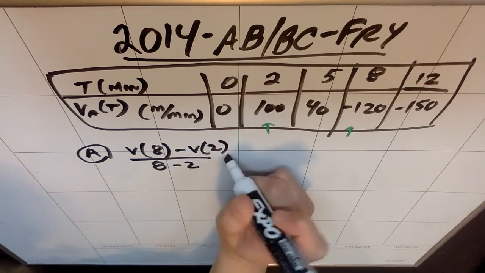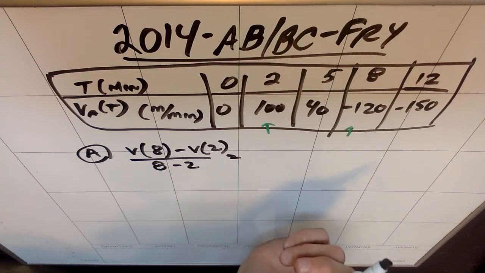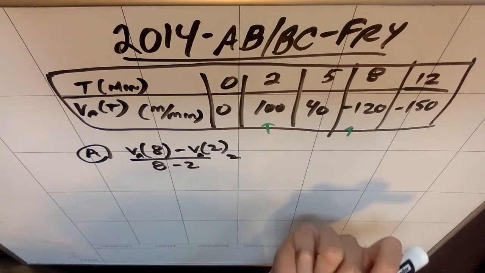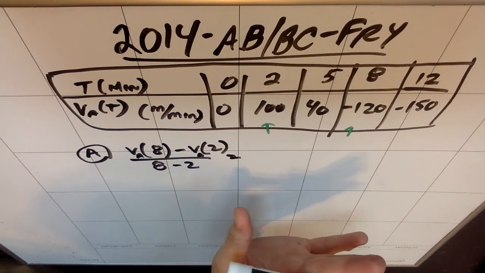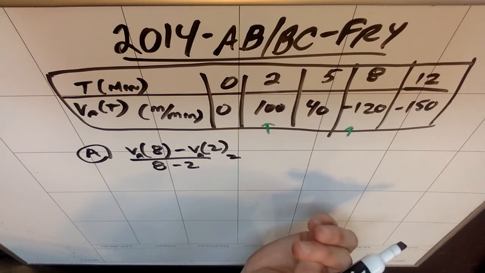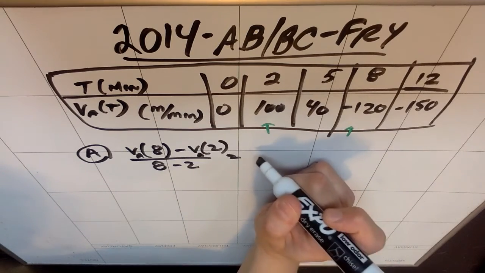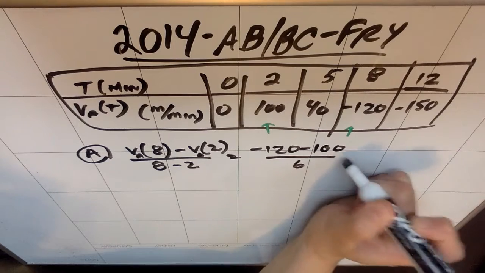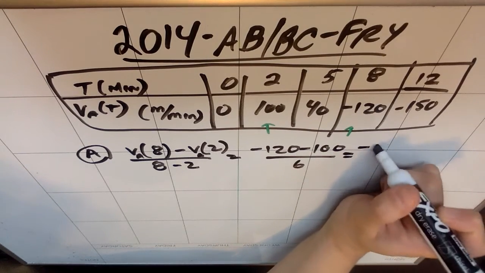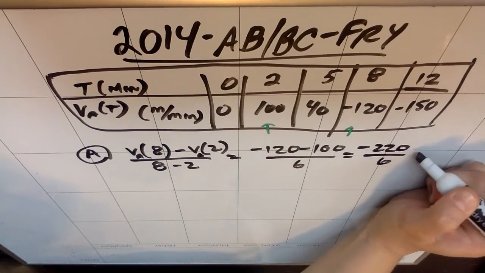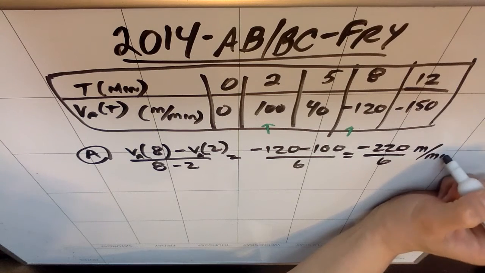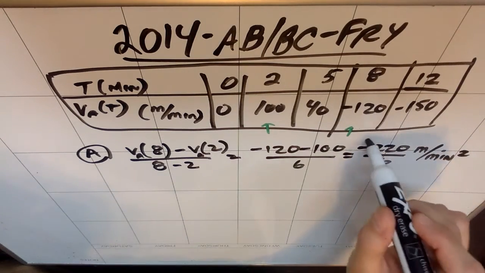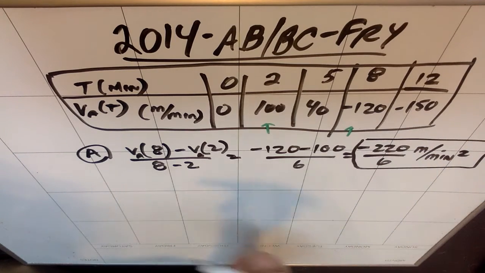Now be careful, because they did say the window from 2 to 8, and I think if you weren't paying attention, oh sorry, it's VA of 8 and VA of 2, my bad, there's probably another V later. So if you weren't paying enough attention, I think you could easily have done 0 to 12 without being careful about it. So that's a negative 120, right, minus a 100 over a 6, right? So that's a negative 220 over 6 in meters per minute squared. Now, if you want to cancel and make this a negative 110 over 3, by all means do, but if you don't, that answer is totally fine, right?